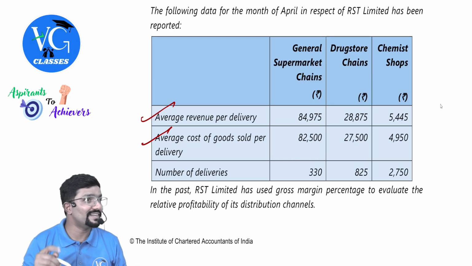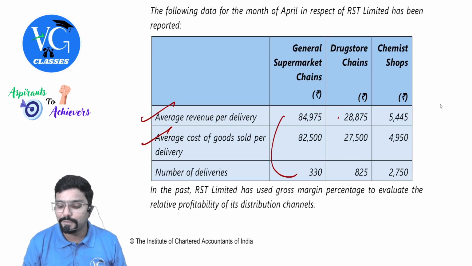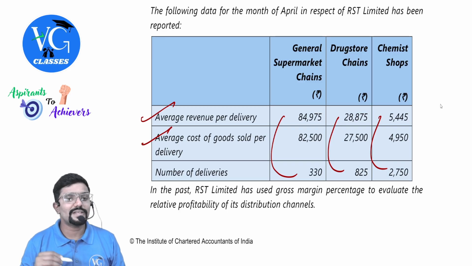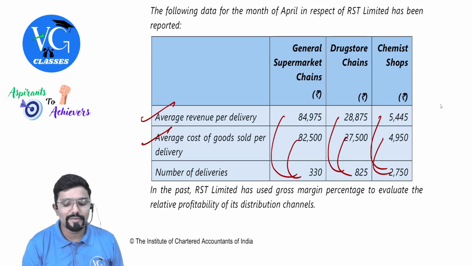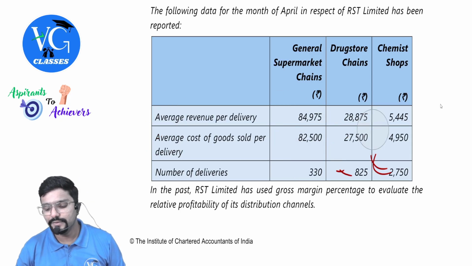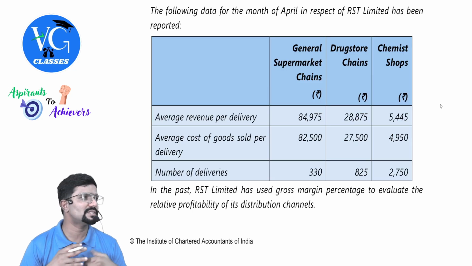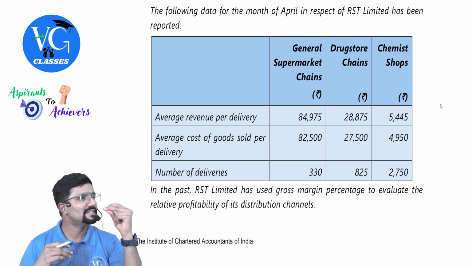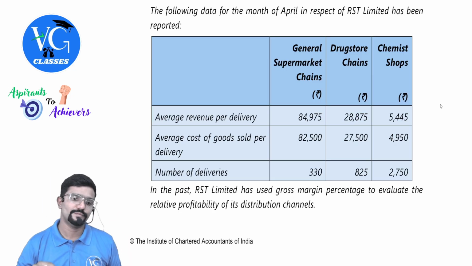Number of deliveries. Now we have to multiply with that. If I want to calculate the total revenue, I have to multiply these two. If I want to calculate the cost of goods sold, I have to multiply these two. Because whatever revenue and cost is given is per delivery, guys. In the past, RST Limited has used gross margin percentage to evaluate the relative profitability of its distribution channel. How do you get gross margin, guys? Sales, which is nothing but revenue, minus cost of goods sold.